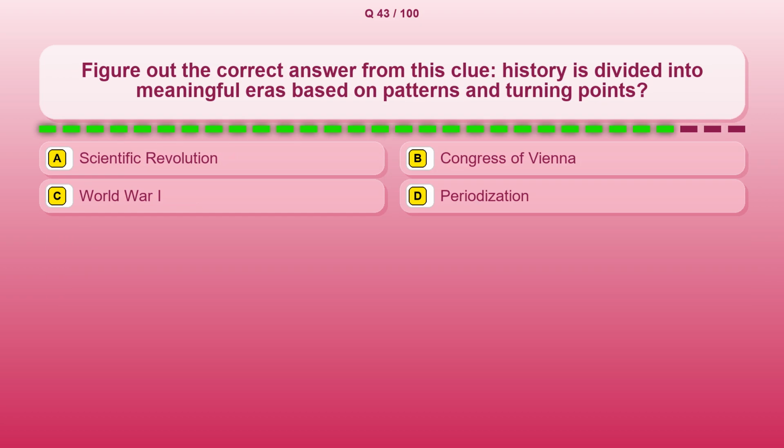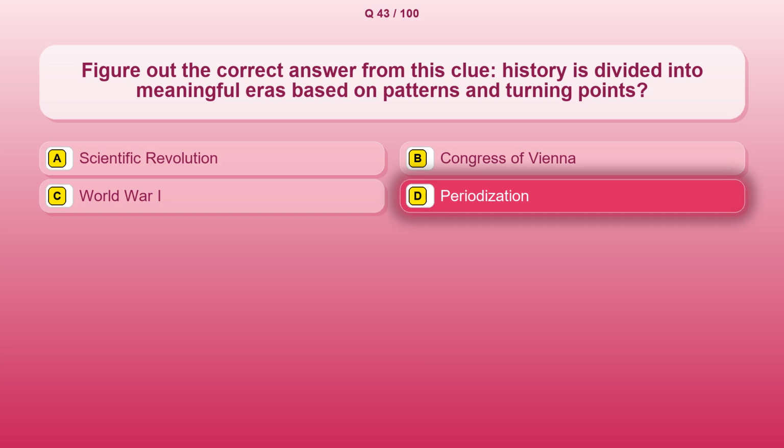Question 43. Figure out the correct answer from this clue. History is divided into meaningful eras based on patterns and turning points. Option A. Scientific Revolution. Option B. Congress of Vienna. Option C. World War I. Option D. Periodization.